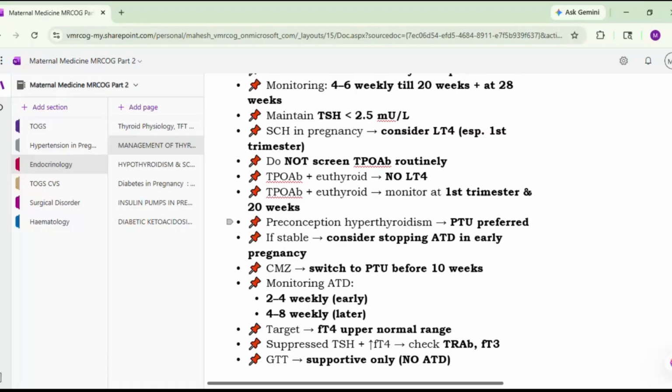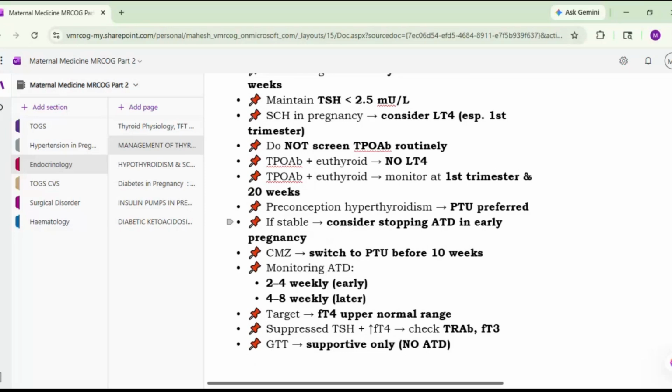If you get subclinical hypothyroidism in pregnancy, you will treat this. Do not screen TPO antibody. TPO antibody plus euthyroid, no LT4 is required. TPO antibody plus euthyroid, monitor at first trimester and at 20 weeks. Preconception hyperthyroidism, PTU is preferred. If stable, consider stopping ATD in early pregnancy. Stability should be more than 6 months, and low dose of ATD required.